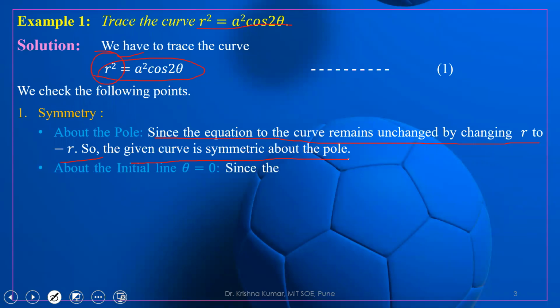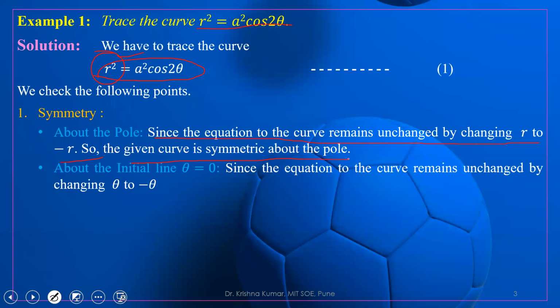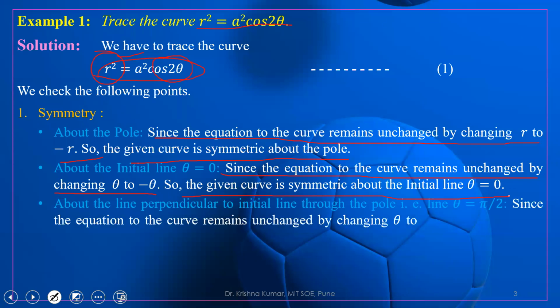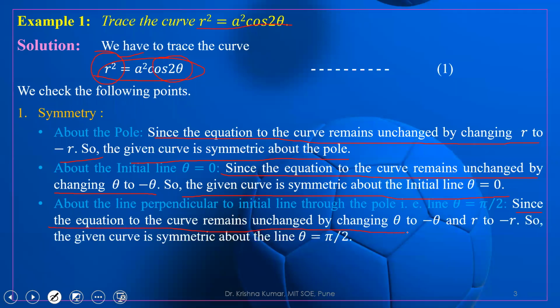Second, about the initial line theta equal to 0. Since the equation of the curve remains unchanged by changing theta to minus theta, because cos of minus theta is cos theta, the given curve is symmetric about the initial line theta equal to 0. Next, about the line perpendicular to the initial line through the pole, that is the line theta equal to pi by 2.